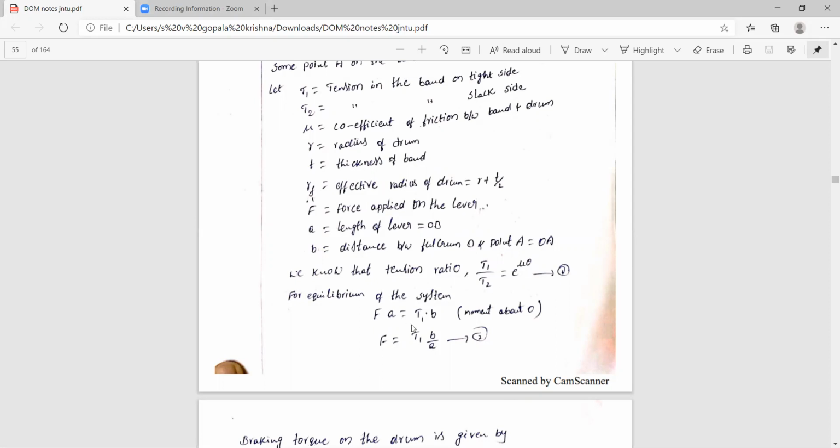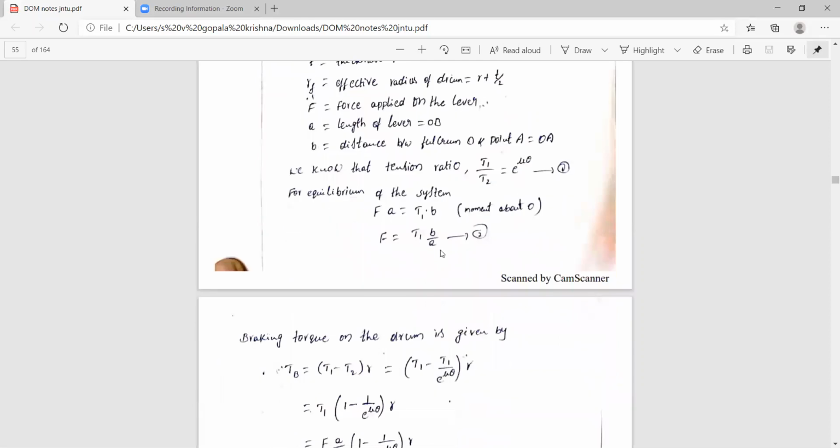So FA equals T1 b, with their directions one clockwise and the other anti-clockwise. Taking moments about O, FA equals T1 b, so F equals T1 into b by a. Then F is T1 into b by a.